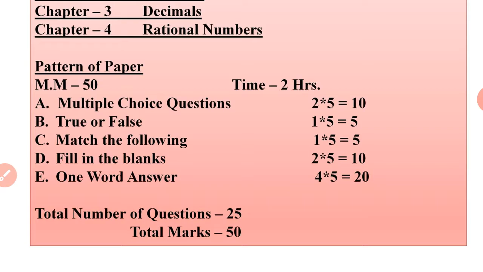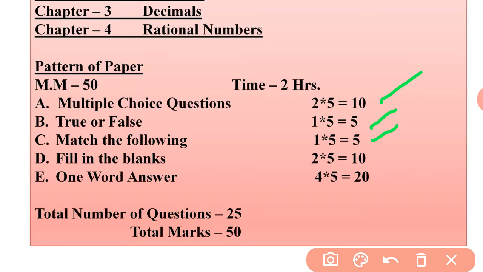Your paper will consist of 50 marks and the timing will be 2 hours, and it is divided into 5 parts. First of all, A part, multiple choice question. There are 5 multiple choice questions and 2 marks each, so the total marks of multiple choice questions is 10. After this, B part, true false. There are 5 true false questions and 1 mark each, so total number of questions will be 5 and total marks will be 5. Now match the following. There are 5 match the following questions and 1 mark each, so therefore total marks will be 5.